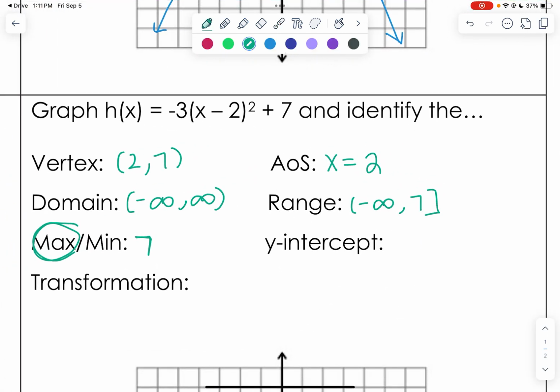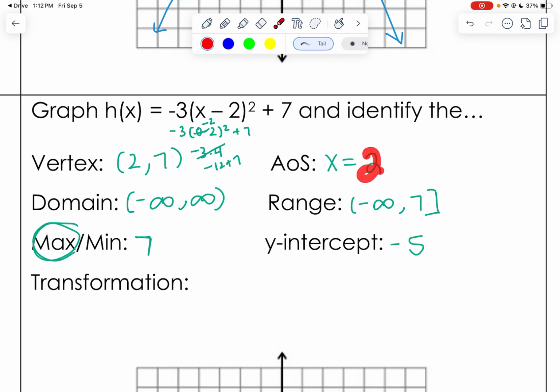Now, to find the y-intercept, I'm going to have to plug in 0 for x. So I'm going to do -3 times 0 minus 2 squared plus 7. So 0 minus 2 is -2. -2 squared is +4. But you had -3 out front. So what's -3 times 4? -12 plus 7 would be -5. But be careful. Don't just say -5. Don't say like your axis of symmetry is just 2. You want to be writing things as lines or points accordingly. So the y-intercept is a point. So I'm going to say 0, -5.